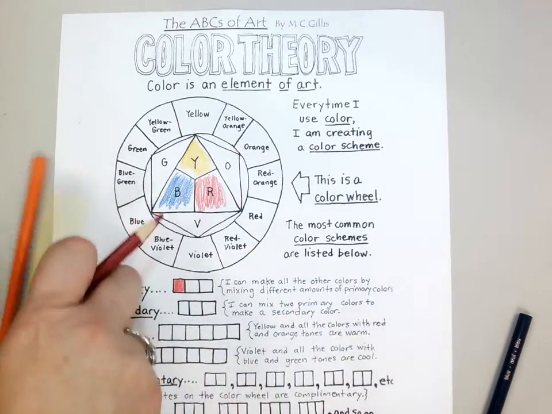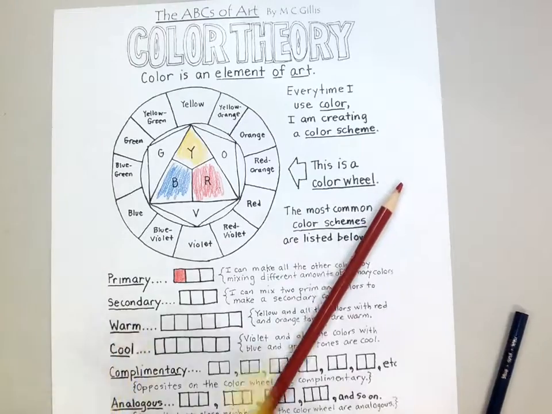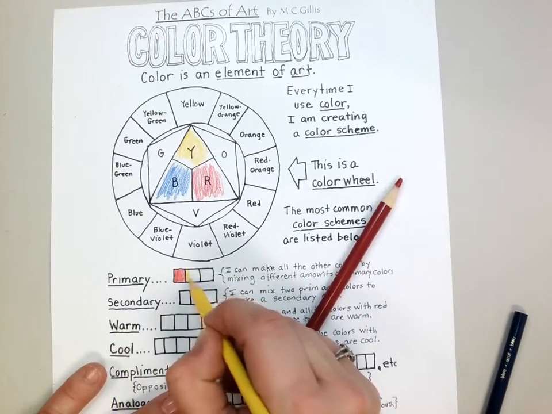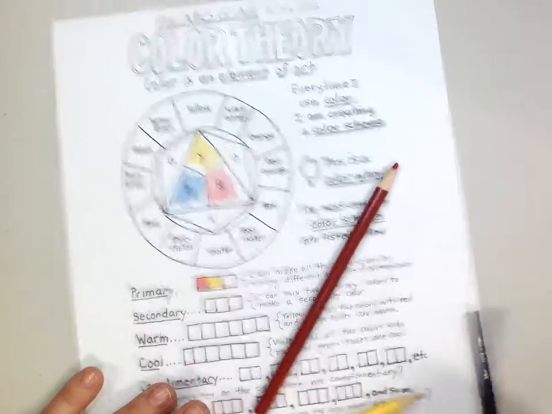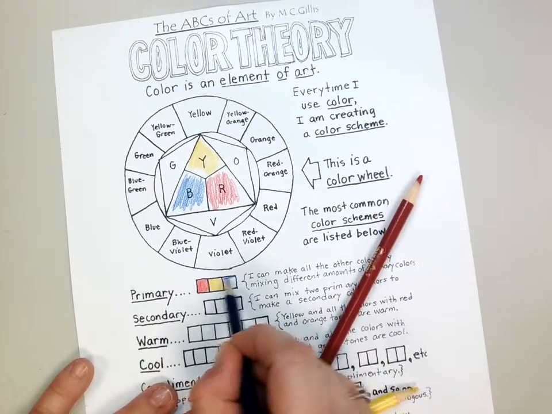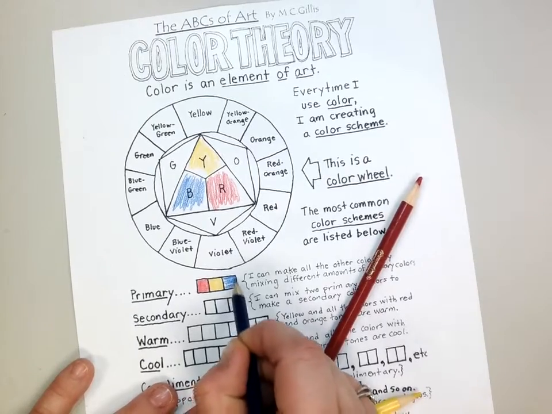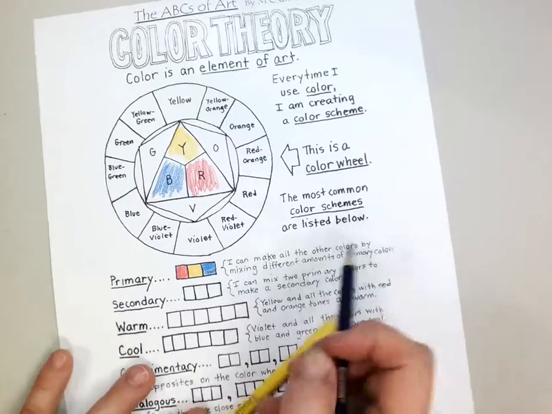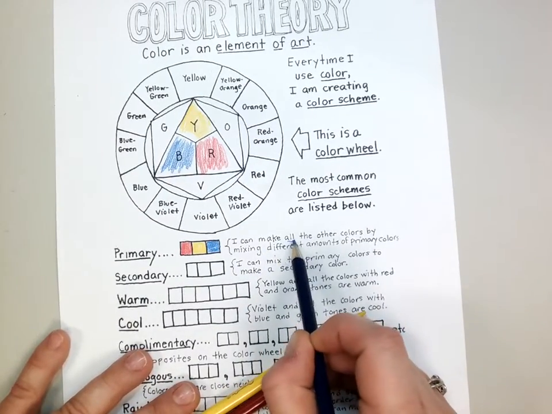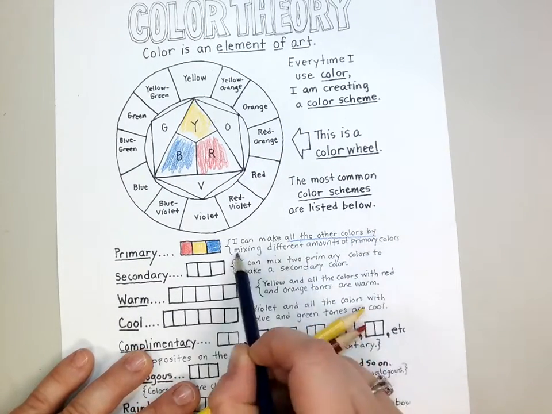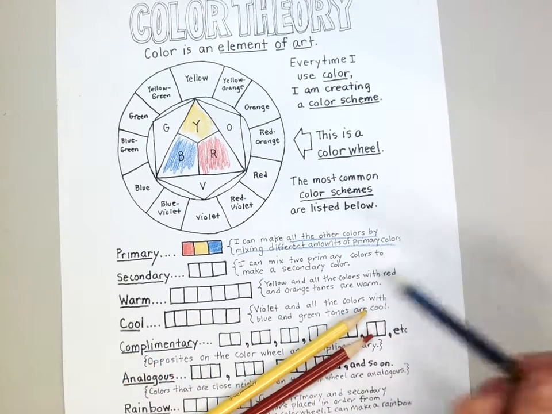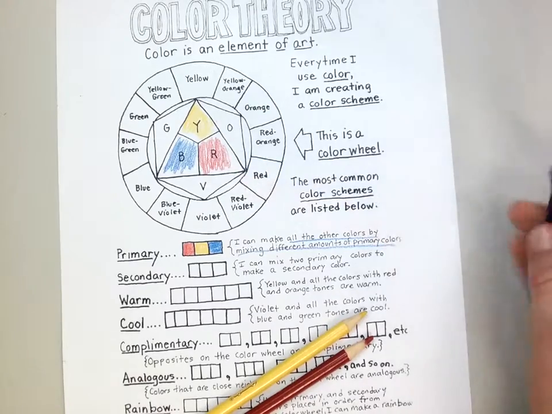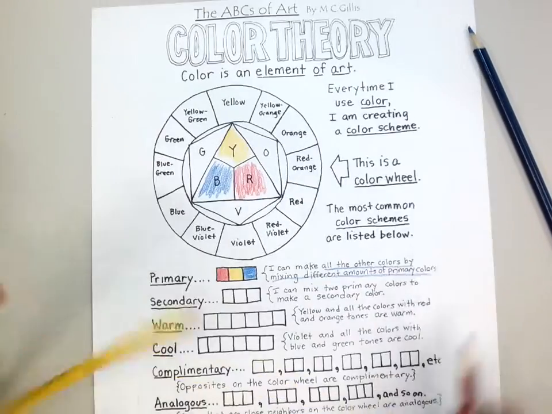So down here in your primary section, you should go ahead and put in your red, yellow, and blue colors. Because these are your primaries, and you can make all the other colors by mixing different amounts of those primary colors. Alright? I'd like you to have these colored in a little bit neater than I did.